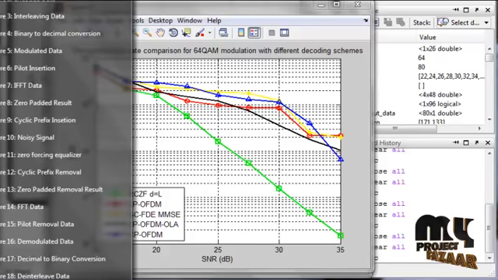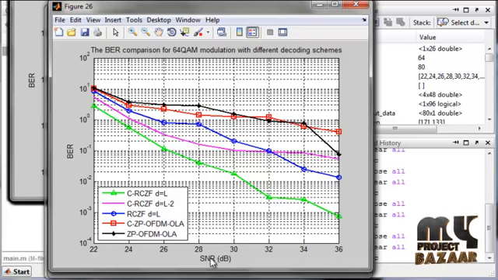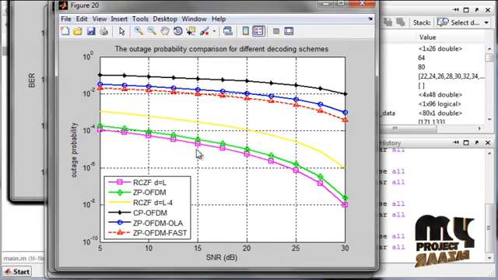The next result is shown for the bit error rate. So this is the bit error rate graph, the bit error comparison of 64 QAM modulation with different decoding schemes, SNR versus BER. In this graph also, our proposed one is minimized compared to all the existing results. Finally, the next one is the outage probability graph, SNR versus outage probability. So this is the outage probability comparison for different decoding schemes. In this result also, the proposed work is minimized compared to all the existing results.